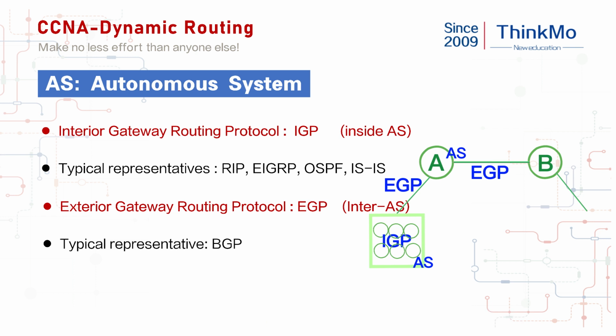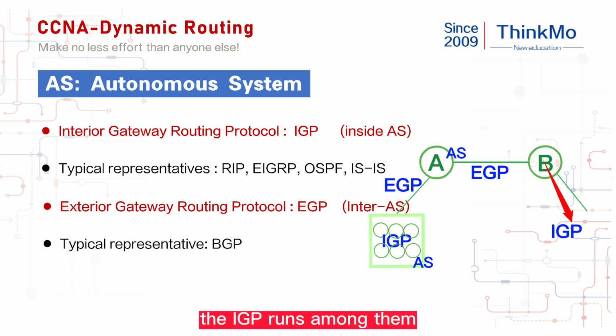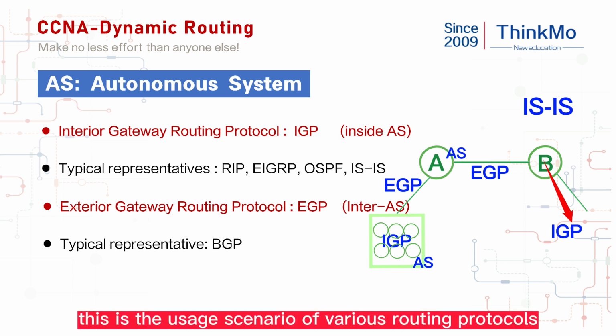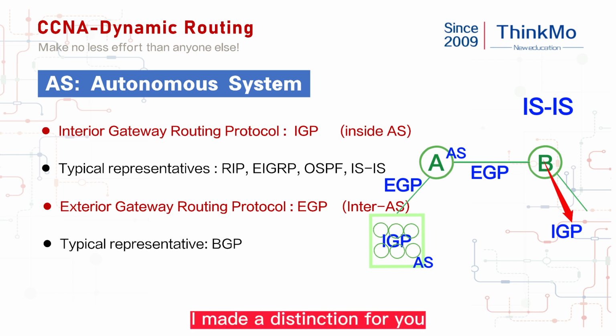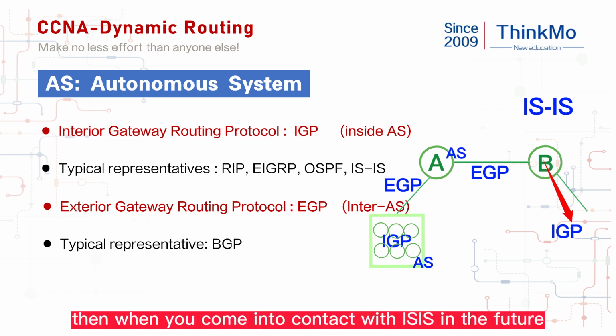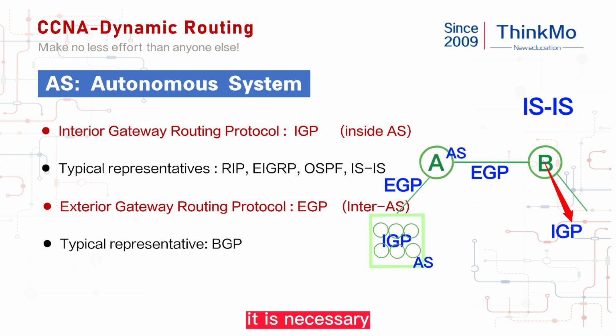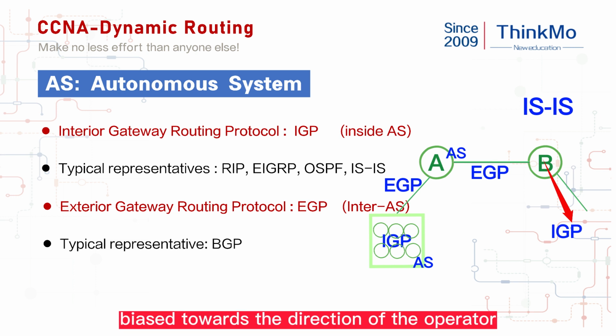Of course, the IGP also runs among them, because operators are now using the IGP protocol ISIS. OSPF they are not using. This is the usage scenario of various routing protocols. I made a distinction for you. Then when you come into contact with ISIS in the future, it is necessary to learn to be biased towards the direction of the operator.